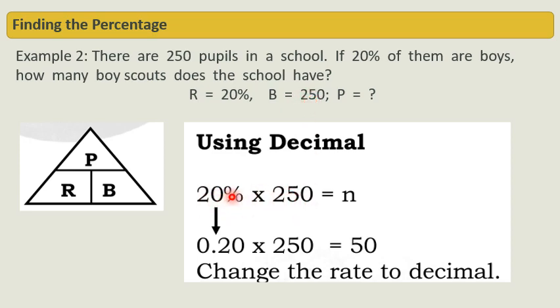So, syempre, hindi tayo pwede mag-multiply na naka-percent sign pa yung 20 natin. So, we have to convert it into decimal. So, ang 20%, move lang natin ng 2 places to the left. Nandito yung decimal point natin. So, 1, 2. Nandito na ang ating decimal point. Kaya siya magiging 20 hundredths or 0.20. Then, yun ang i-multiply natin sa 250 and ang makukuha natin is 50. So, ibig sabihin, ang 20% ng 250 is 50. So, there are 50 boys in the school.